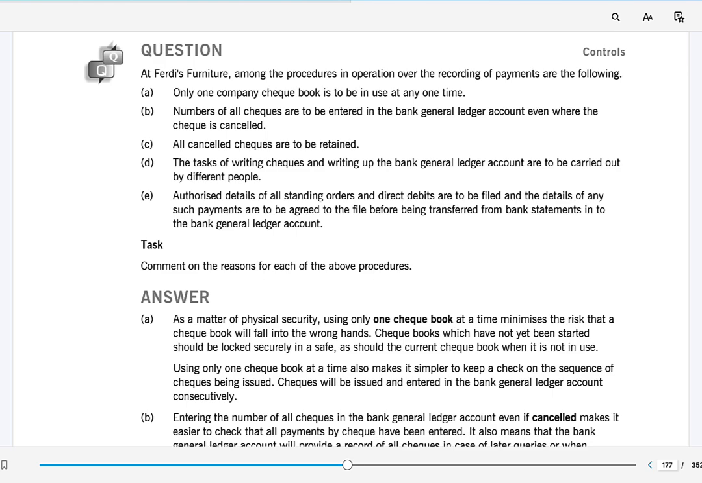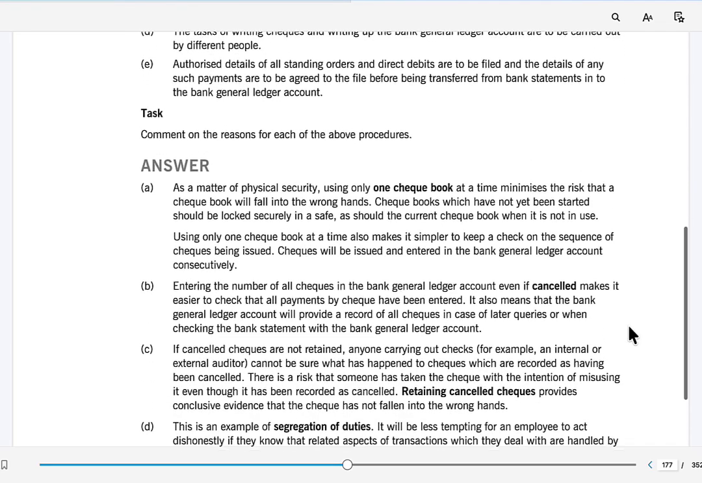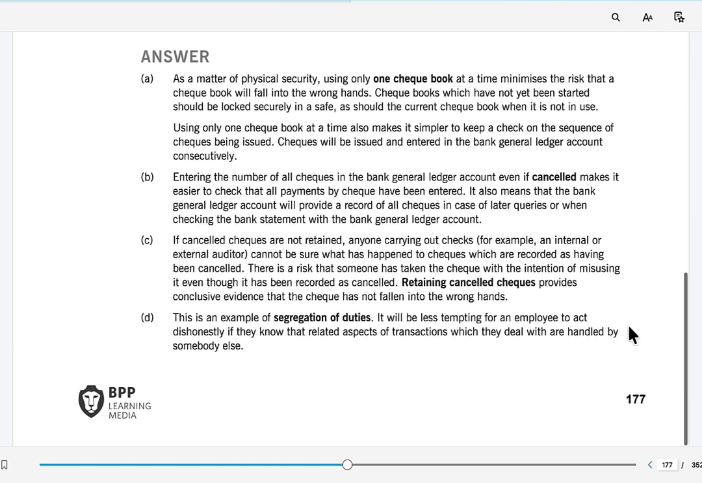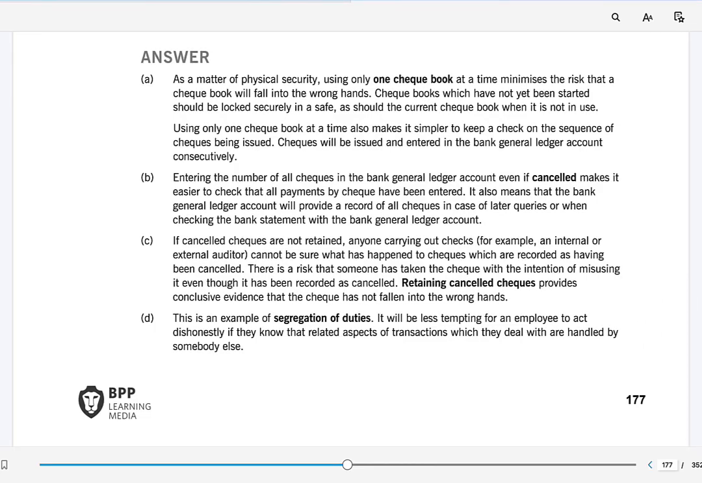The question expects your answer to be structured like this. Procedure A. Explain what the rule means. Explain the purpose of the rule. Procedure B. Explain what the rule means. Explain the purpose of the rule, and so on until procedure E. You should connect your explanation to control ideas like fraud prevention, completeness, accuracy, authorization, security of documents, clear audit trail.